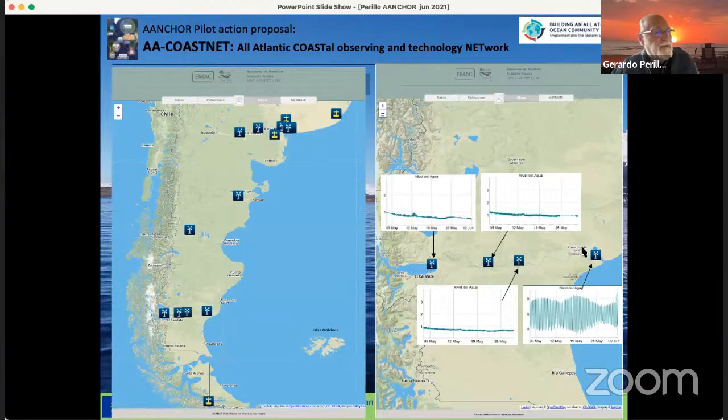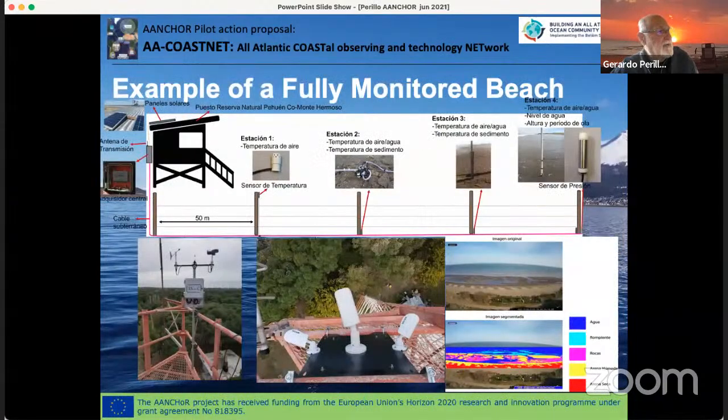For example, this is an example of a network that is being used along a river from the lake to the estuary, and data is being gathered mostly because here is going to be built a couple of very large dams, and this is the information that we are providing to the environmental monitoring for the dam construction. We also have systems for full monitoring of a beach.